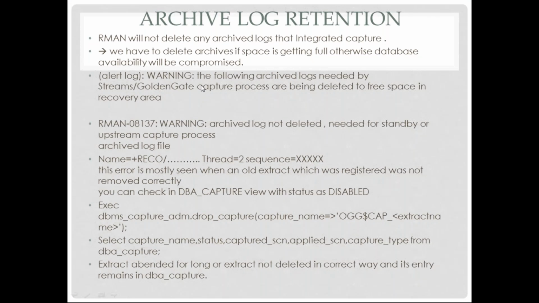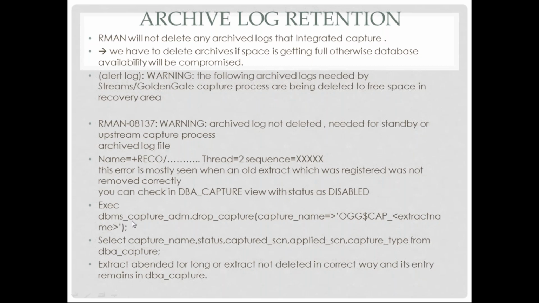Alright, so these are the standard warnings which you can get: the following archive log needed by streams, GoldenGate capture being deleted to free up space, etc. Also in the RMAN job we can get an error like archive log not deleted, needed for standby or upstream capture process. So it will give some archive sequence. This error is mostly seen when an old extract which was registered was not removed correctly. So you can check the DBA_CAPTURE view with status set as disabled.